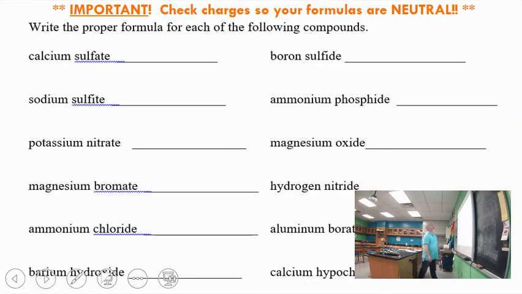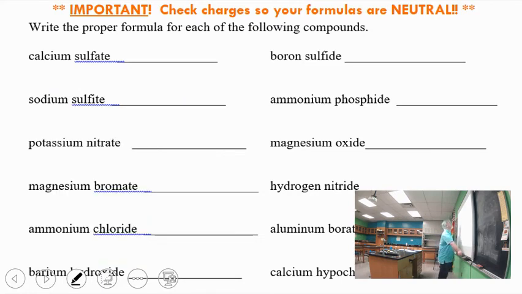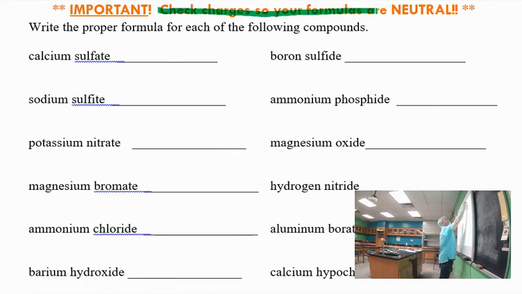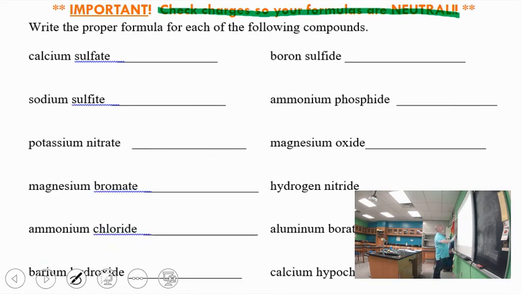Last part of our worksheet here, this is where it's important that we write down our charge. It's very important that you write down the charges. You have to check the charge to make sure it's neutral. So again, what are we going to do?